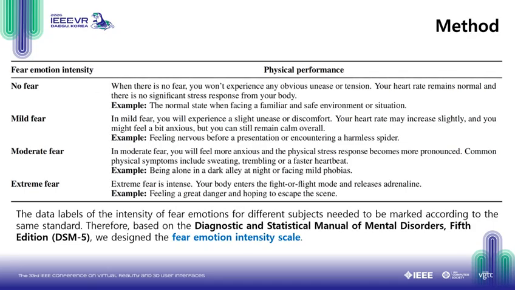Because fear intensity labels from different participants need to follow the same standard, we designed a fear intensity scale, as shown in the table, based on the Diagnostic and Statistical Manual of Mental Disorders, 5th edition, DSM-5. The table delineates 4 levels: no fear, mild fear, moderate fear, and extreme fear, and each level is paired with specific physiological responses and situational examples, allowing participants to quickly and accurately categorize their own emotions during labeling. Before the experiment, participants read this table to learn the grading criteria for fear intensity.